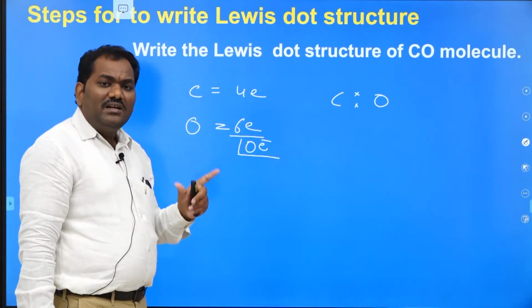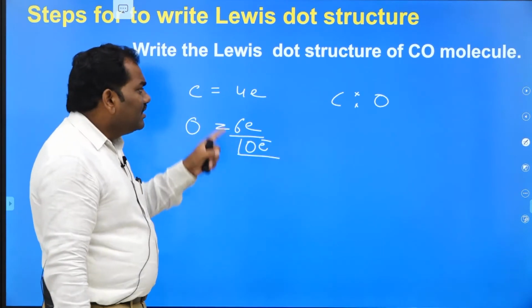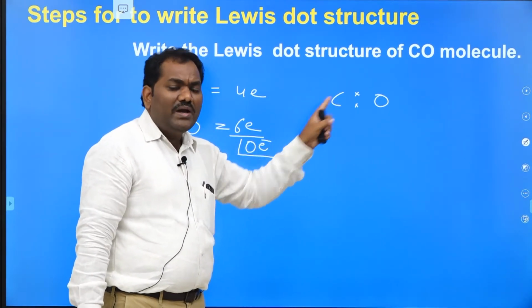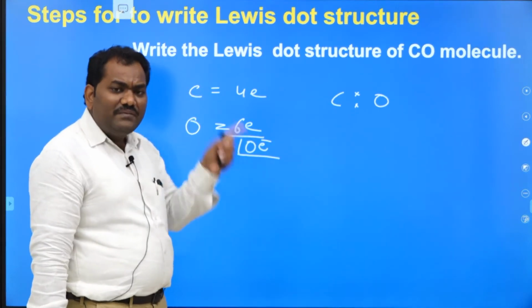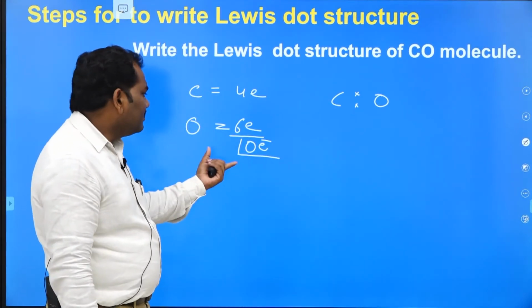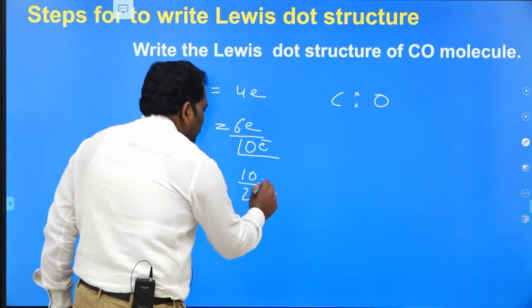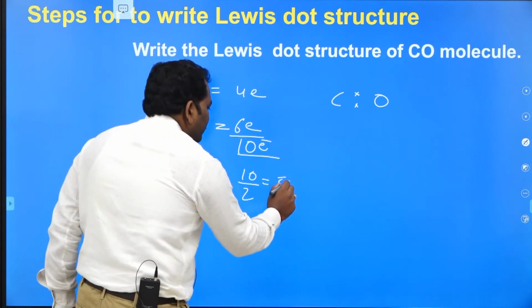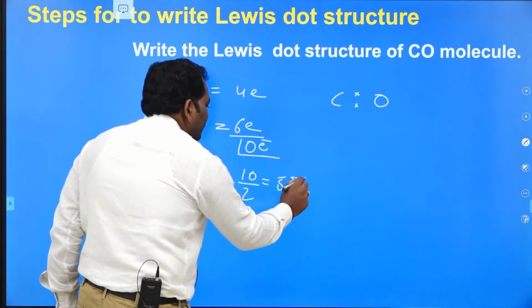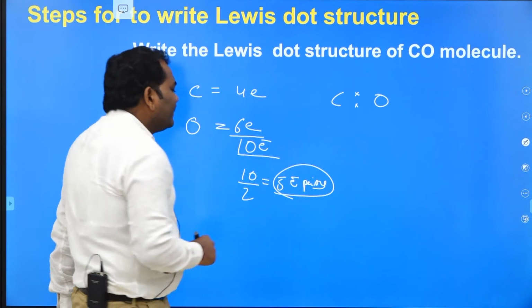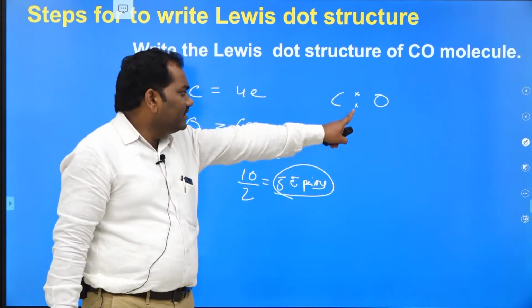The next step is to keep one bond pair of electrons between the 2 atoms. After that, the remaining electrons: 10 electrons means 10 by 2, that means 5 electron pairs are present. So of the 5 electron pairs, 1 pair we keep as the bond pair.